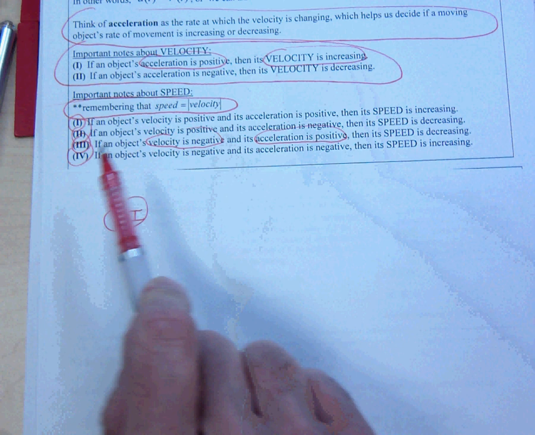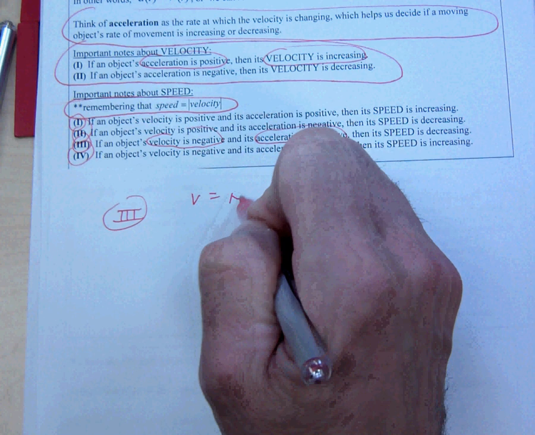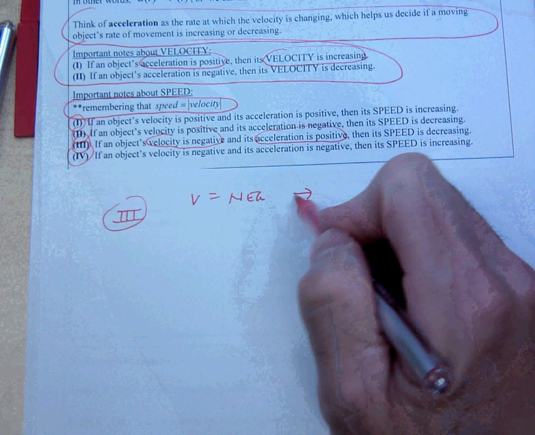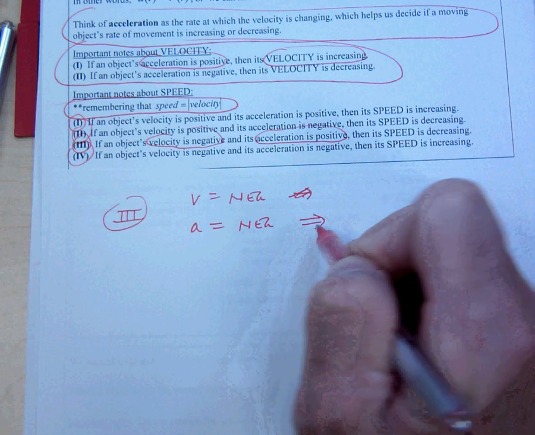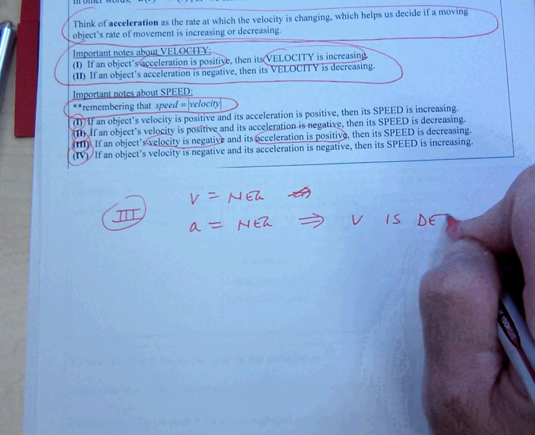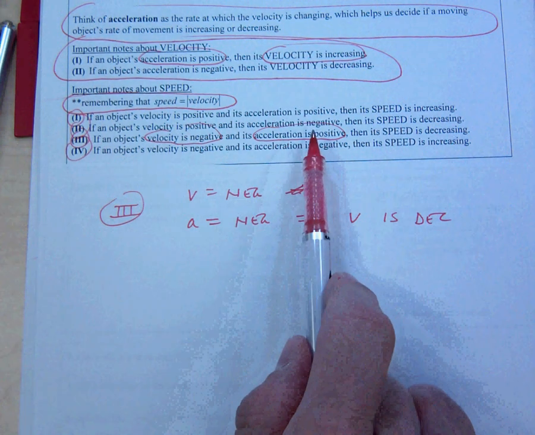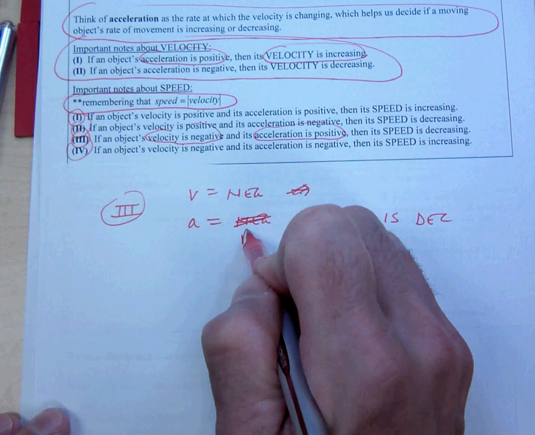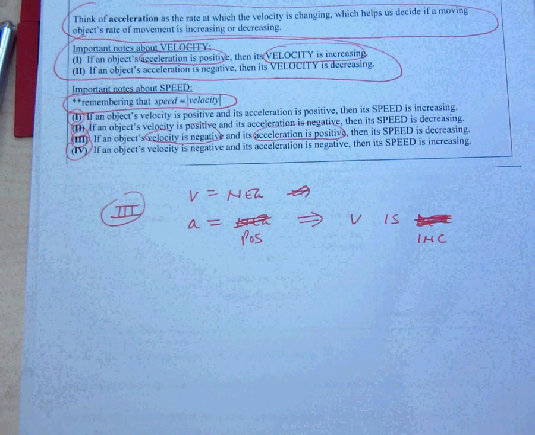So again, back to number 3 now. If the velocity is negative, we'll come back to that. If the acceleration is negative, what does that tell you about the velocity? That the velocity is decreasing. Okay, so this is what we have so far with number 3. Knowing that the velocity is negative and the acceleration is, I wrote it wrong, acceleration is positive, so the velocity is increasing. Sorry about that.